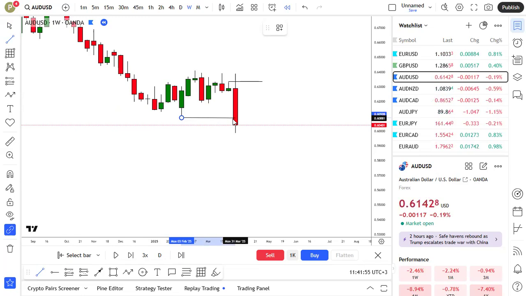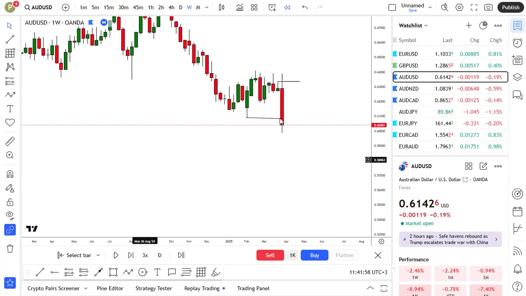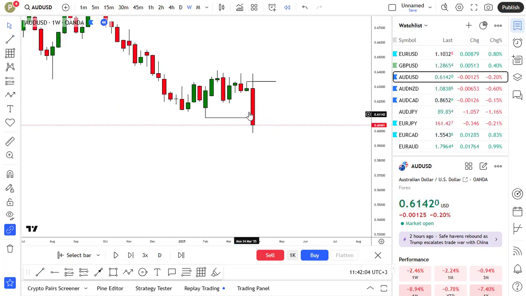So we took this low. This is the sell side liquidity. Now the expectation is what? We can see we have a very big movement to the downside. So we can say we are bearish on the weekly. Why? Because of this strong bearish movement. Price just went down very fast.